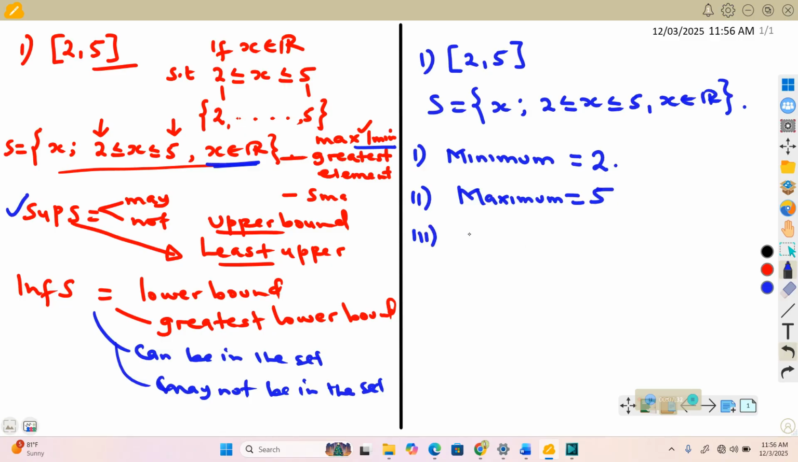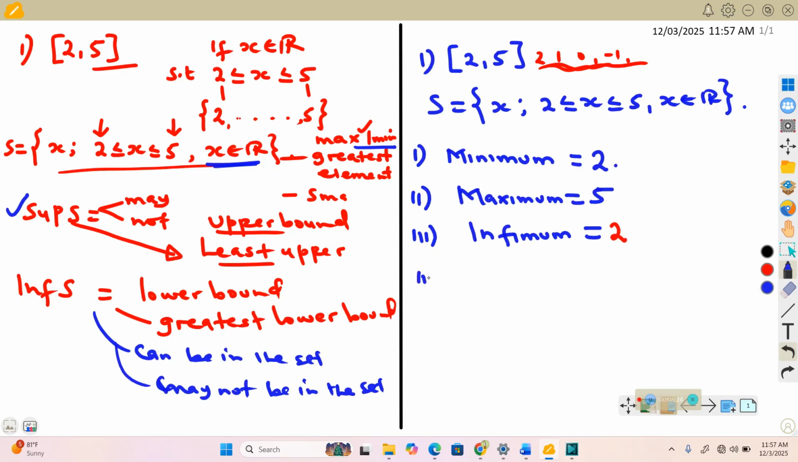Then we talk about the infimum of this set. So what is the lower bound? The lower bound is 2. It means other bounds can be there as well, for example 1, 0, negative 1, negative 2, all of those are lower bounds of this given set. But which is the greatest? If you have 0, 1, 2, negative 1, the greatest of these will be 2. So the infimum is the greatest lower bound, and that will be 2.